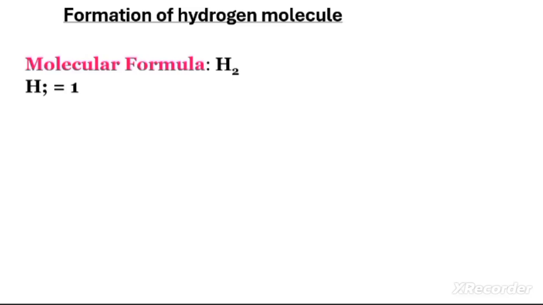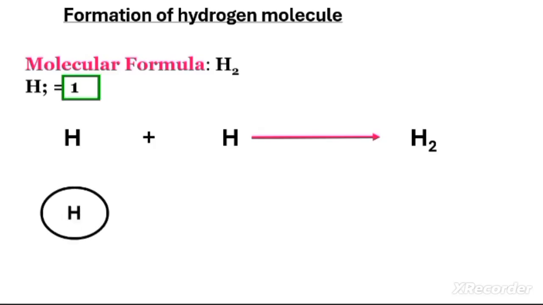Let us come up with the electronic configuration. The electronic configuration of hydrogen is 1, so only one electron is found in the outermost shell of hydrogen. Let us draw the electronic configuration. Hydrogen plus hydrogen gives H2. We have hydrogen here with one electron in the outermost shell, and we also have another hydrogen with one electron in the outermost shell.